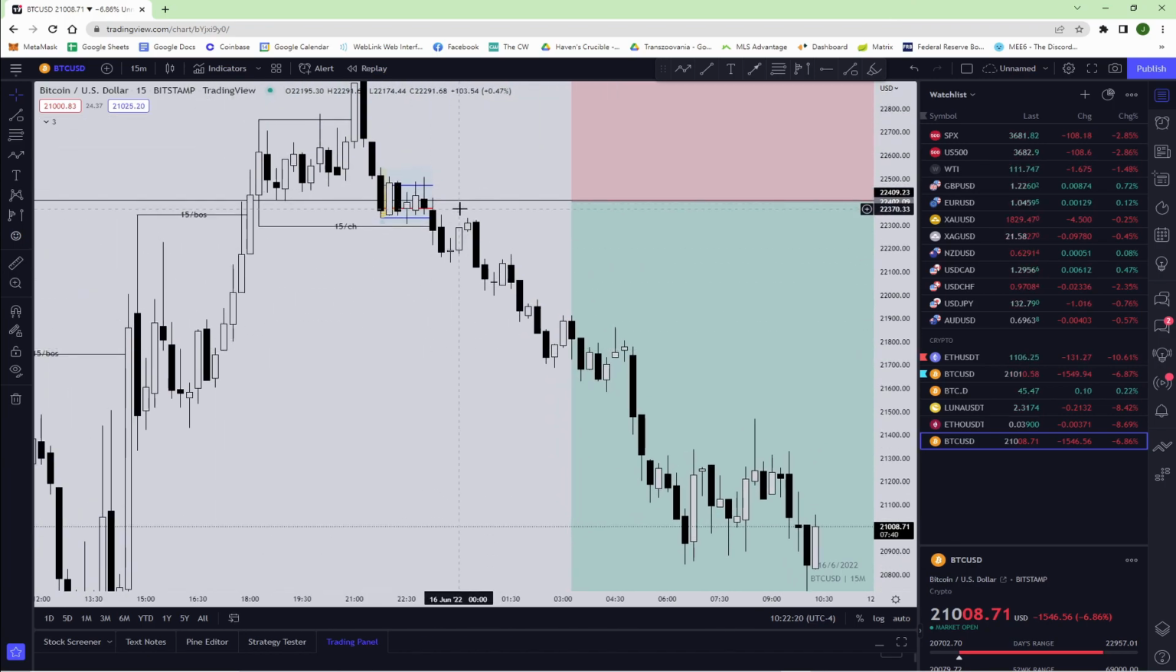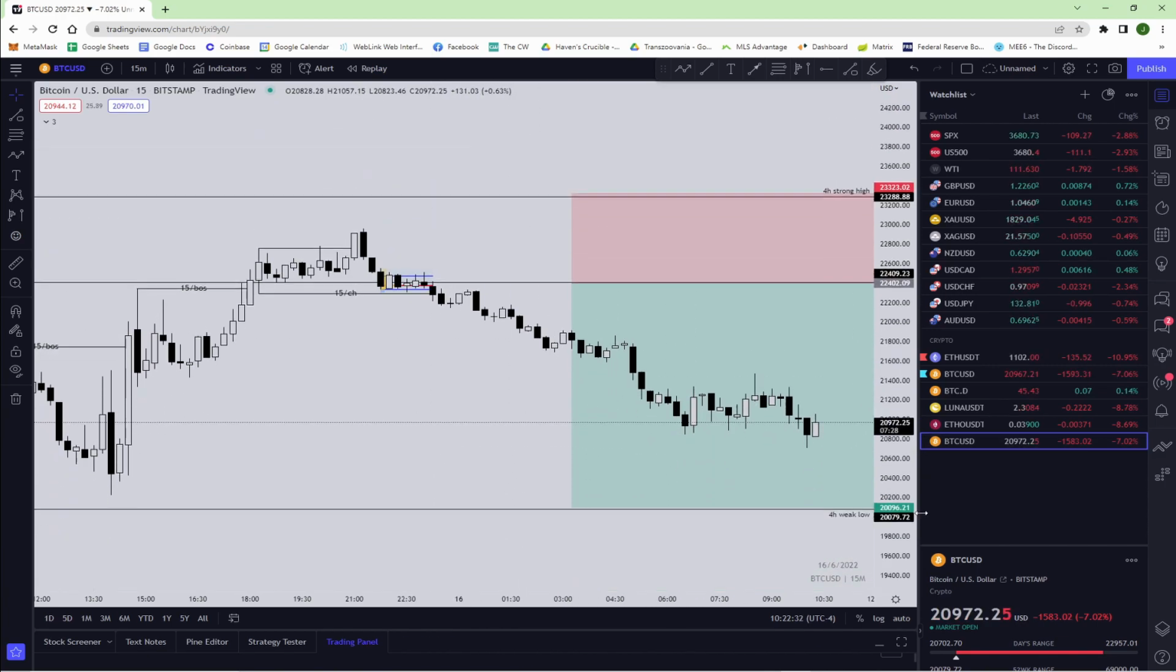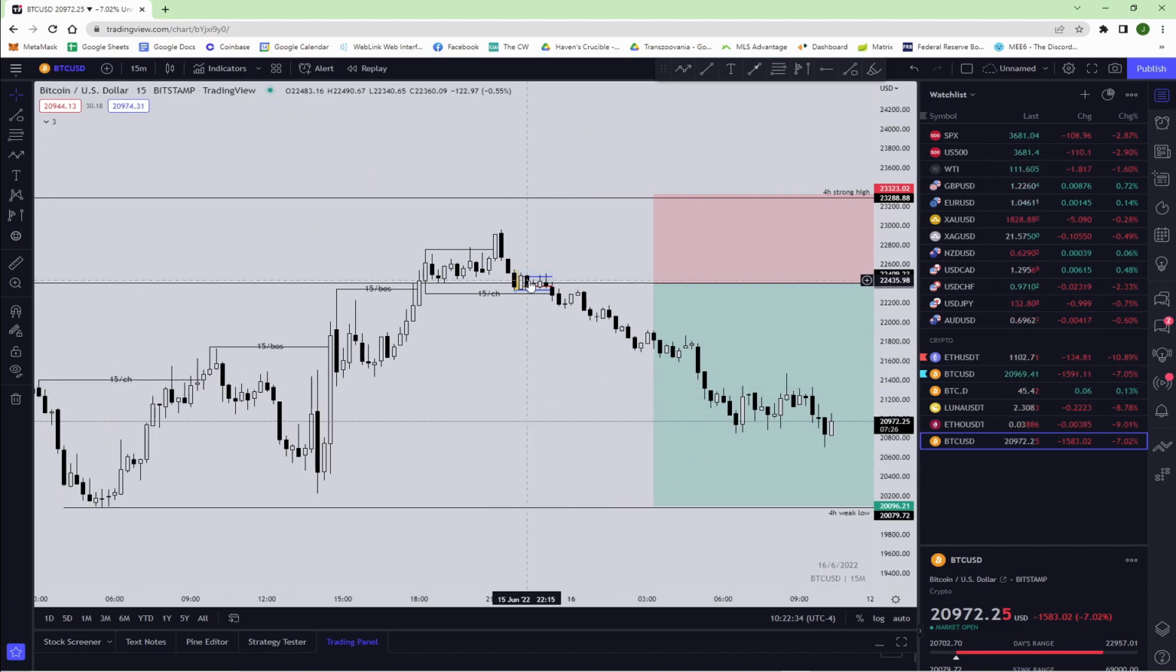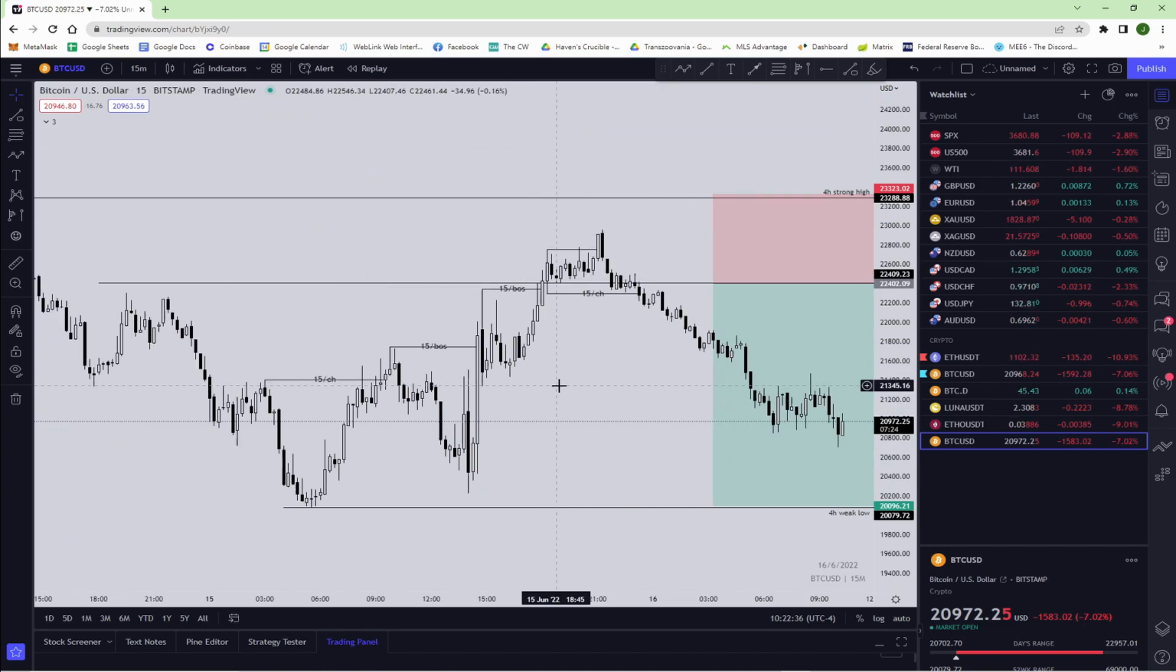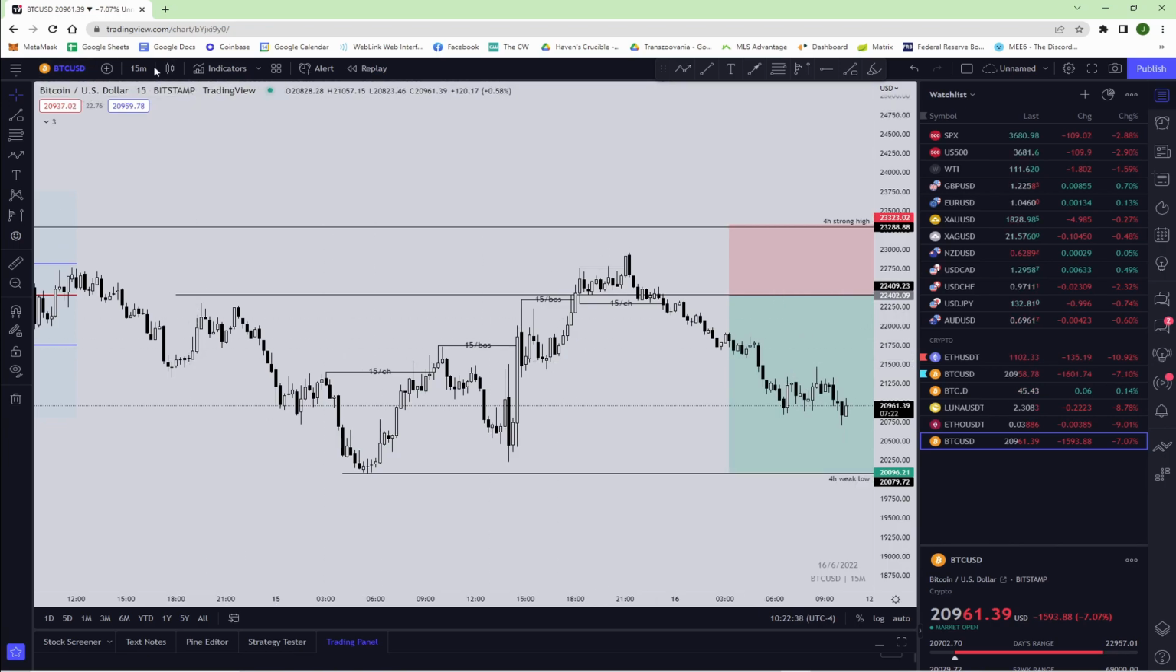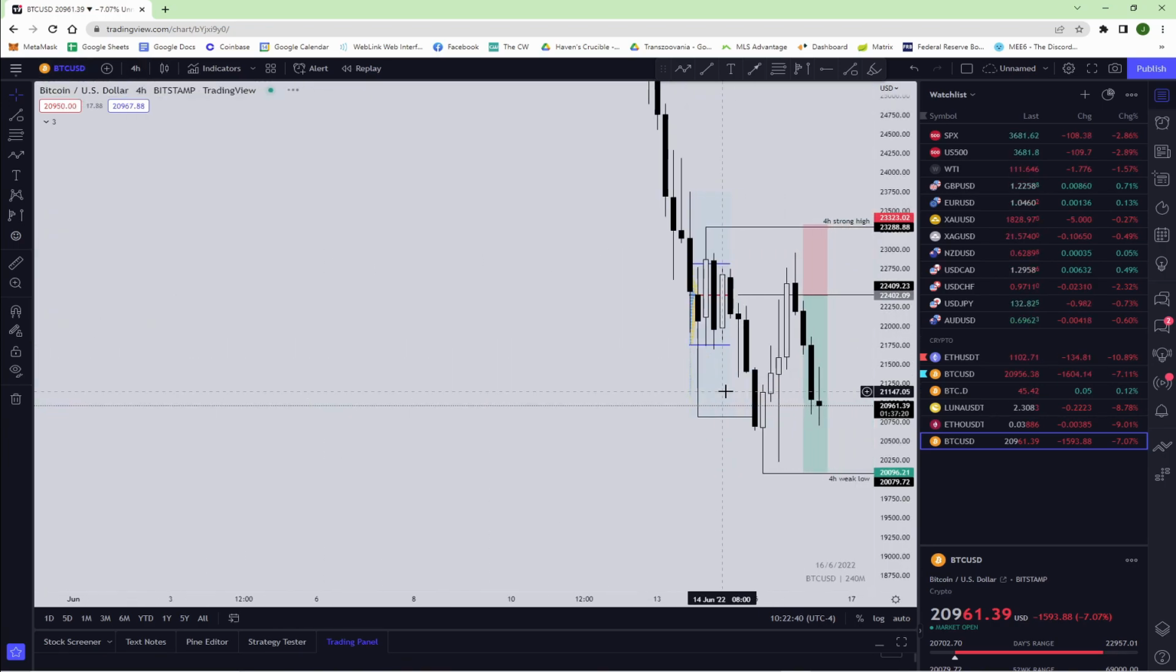This would not have hit. The value area low would have, so you could consider that too. But this point of control would not have hit, and I would have missed out on that short. But I mean, that's okay, right? You don't have to get every trade. For me, I was content with the volume profile on the 4 hour for a short entry.